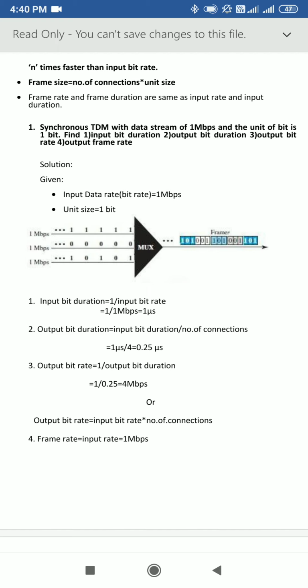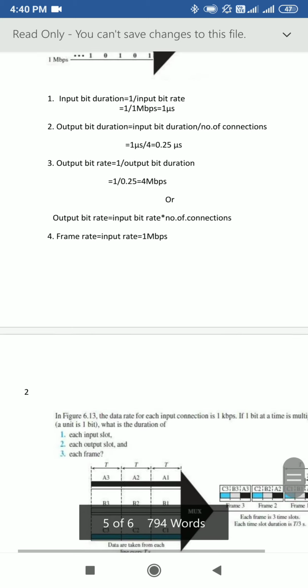If you apply the other formula, first calculate the output bit rate. Here you have calculated it as 4 Mbps. So 1 by 4, both are the same. Again it is the reciprocal of the output bit rate. Then the third concept they asked you to calculate, the last one, is frame rate. Frame rate is again equal to the input rate, that is 1 Mbps.